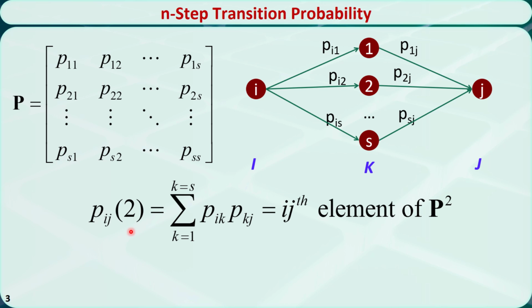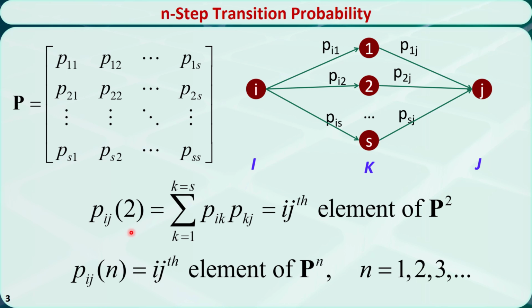This rule can also be generalized. The n-step transition probability from i to j is equal to the ij-th element of P to the power of n, where n is an integer that is greater than or equal to 1.